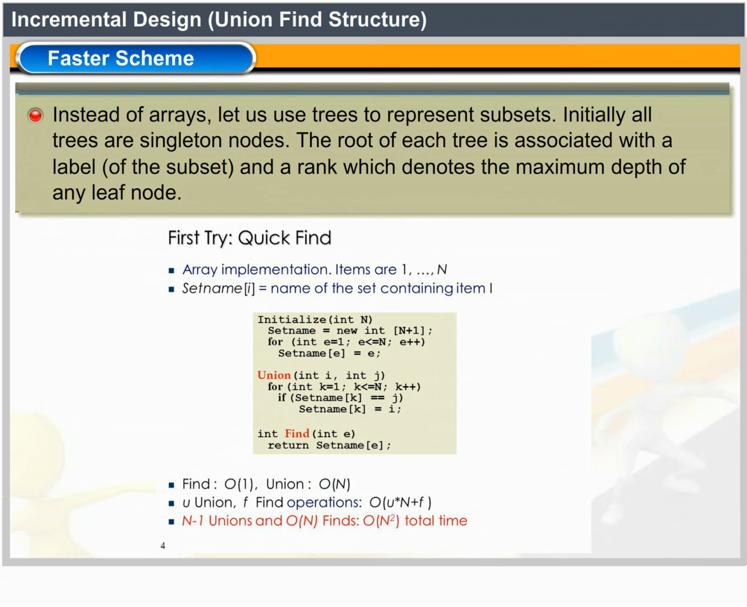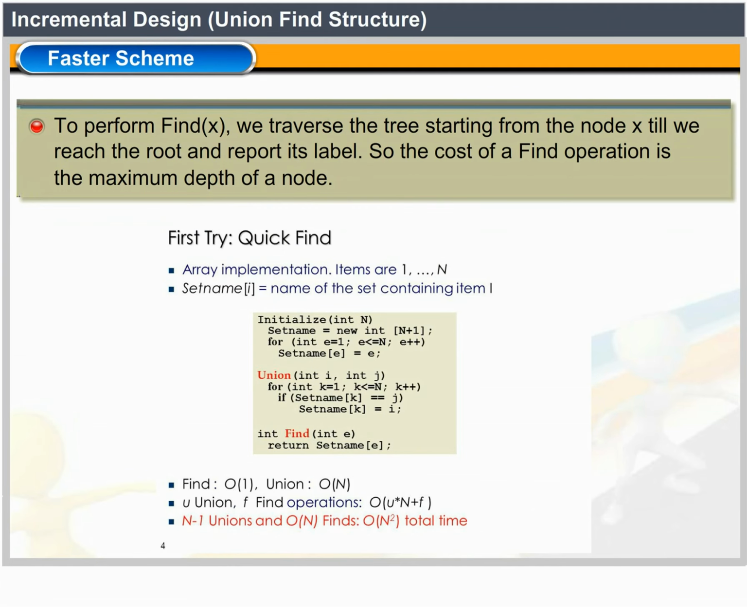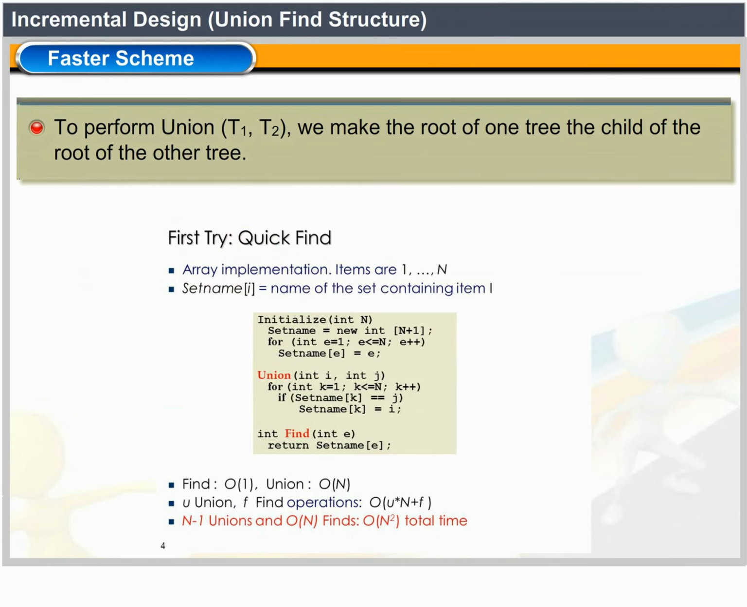To perform find of x, we traverse the tree starting from the node x till we reach the root and report its label. So the cost of a find operation is the maximum depth of a node. To perform union of T1 and T2, we make the root of one tree the child of the root of the other tree.